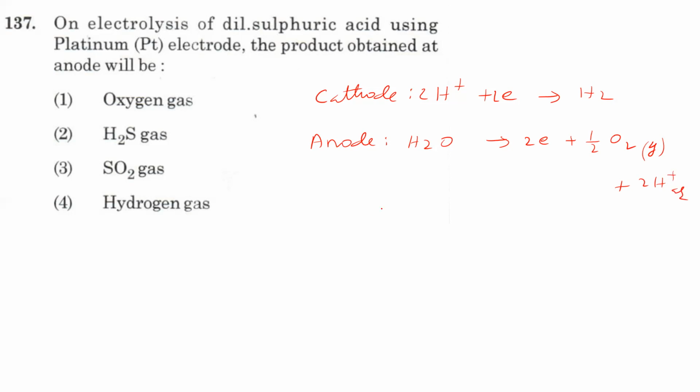Next, another reaction possible at the anode is sulfate. Sulfate goes to the anode and loses electrons and becomes a peroxydisulfate ion. For balancing, we will keep it like this. Now, out of these two, which has less discharge potential? This one has less discharge potential, so this is possible, not this one. This is not possible. Therefore, at the anode, the product obtained is oxygen gas. So at the anode, the product is oxygen gas, we can say.